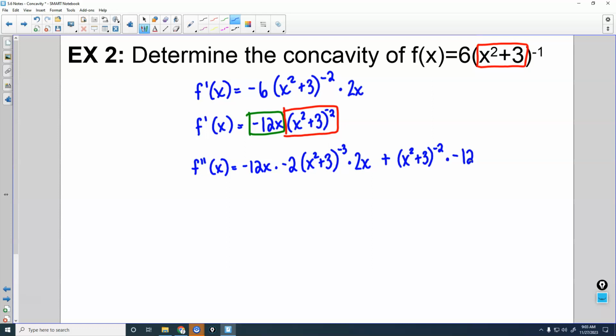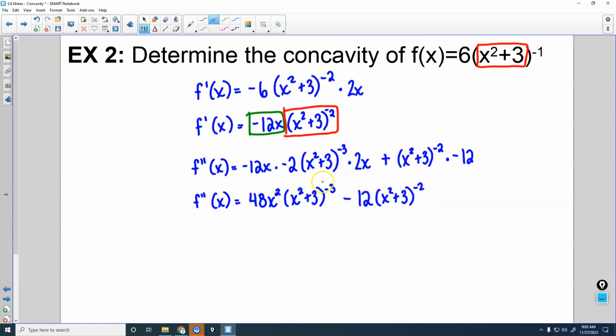Now, you don't have to simplify necessarily, but it just makes your life much easier to simplify it first, and then we can look at critical points. So if I'm going to clean it up just a little bit first. So this will be, let's see, we'll have negative 12, negative 2, and 2 is going to give us 48 x squared times x squared plus 3 to the negative 3 minus 12 times x squared plus 3 to the negative 2.